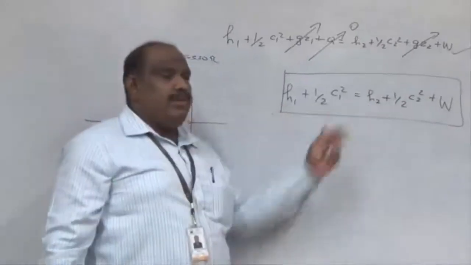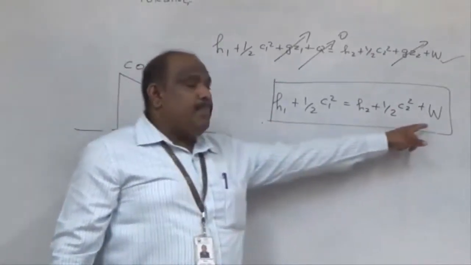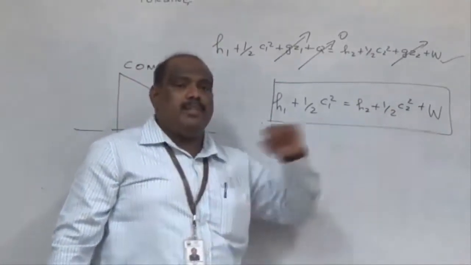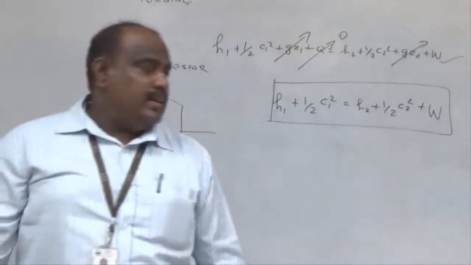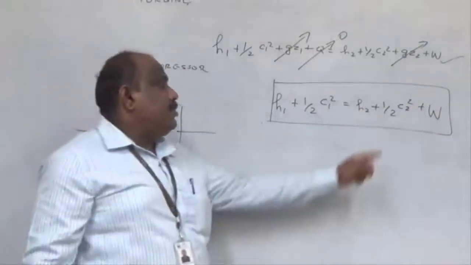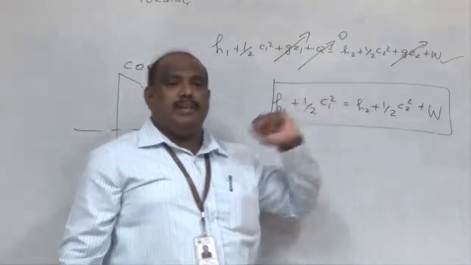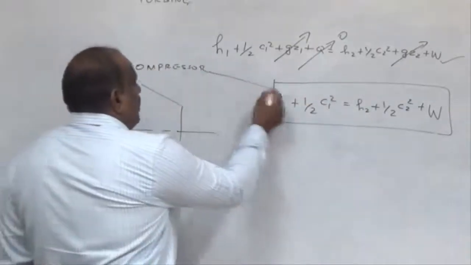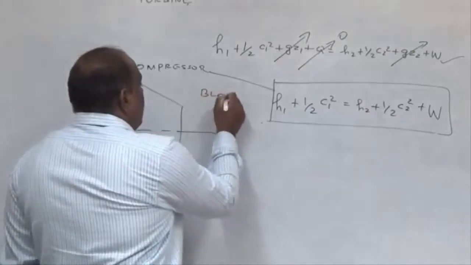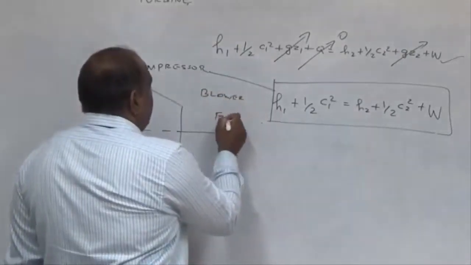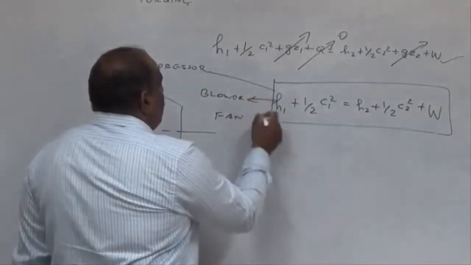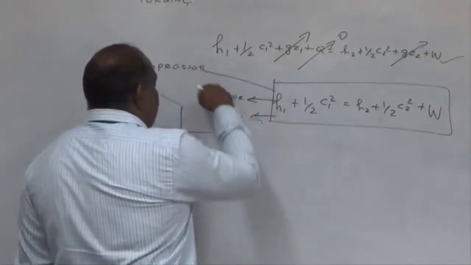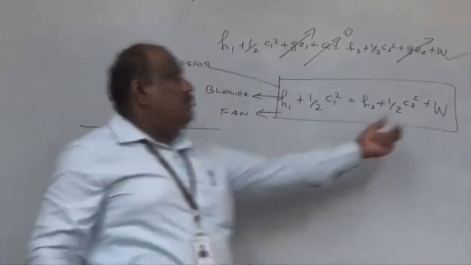In the same formula, if you use it for a turbine, W should be positive. If it is negative, you have made a mistake in the problem. In the case of a compressor, W should be negative. Otherwise, you have made some mistakes. Similarly, this formula holds good not only for compressor, but also for blower and fan. So what is the difference between blower, compressor, and fan? All are work absorbing devices.